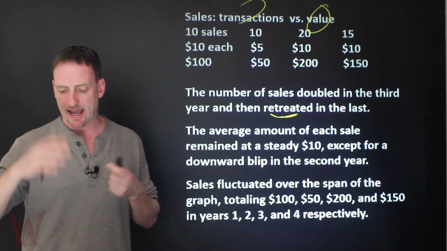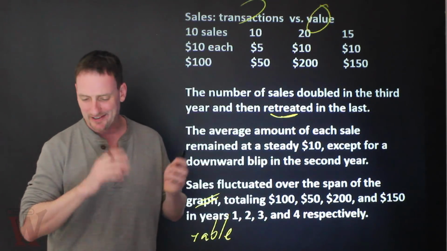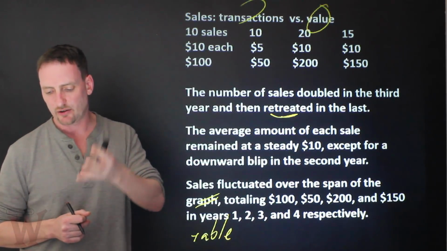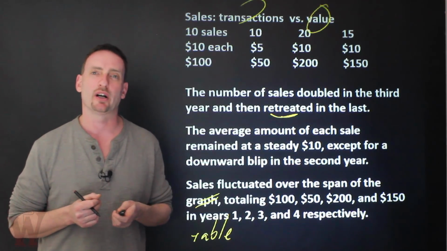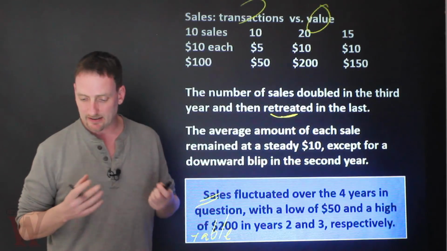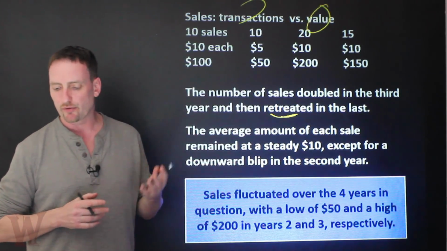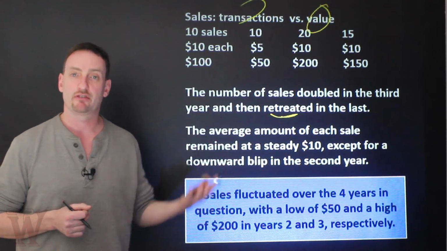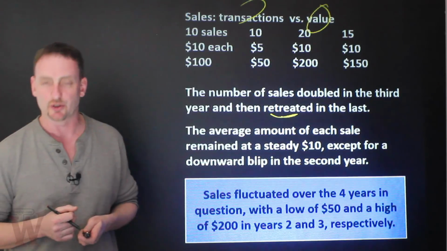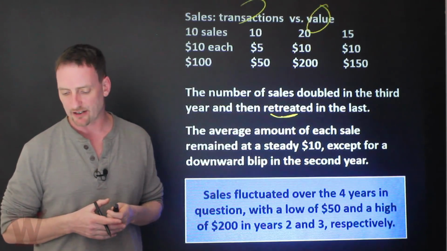Sales fluctuated over the span of the graph. Actually, it's not a graph, it's a table. But that's okay, we'll leave that. Totaling 100, 50, 200, and 150 in years 1, 2, 3, and 4, respectively. So I'm using all the expressions in one shot as an example. Okay? And another one. Sales fluctuated over the 4 years in question with a low of $50 and a high of $200 in years 2 and 3, respectively. And that's another example of how to use these words. Okay? And there you have it. Sales, totaled, amount, number, etc., respectively. Fluctuated, etc. And that's all there is to it.